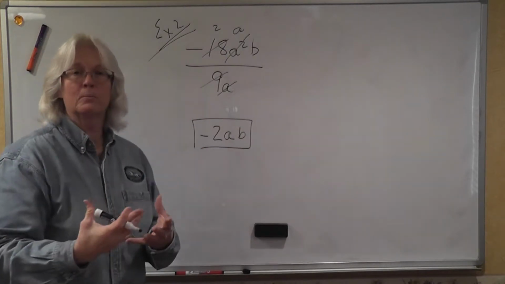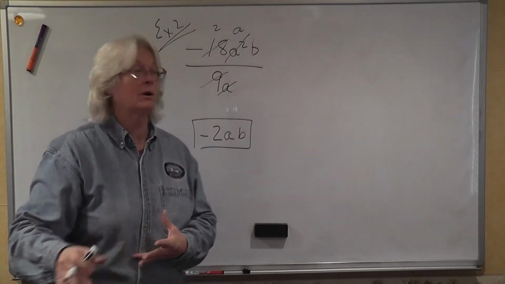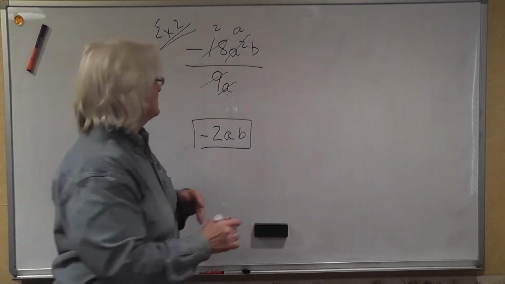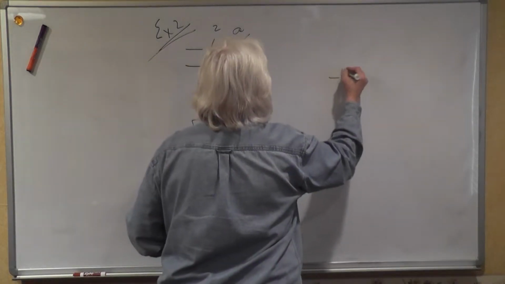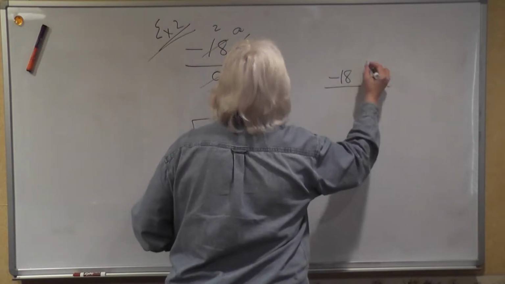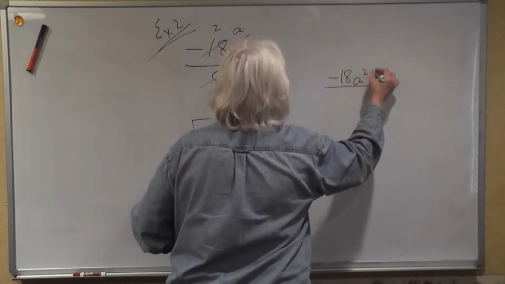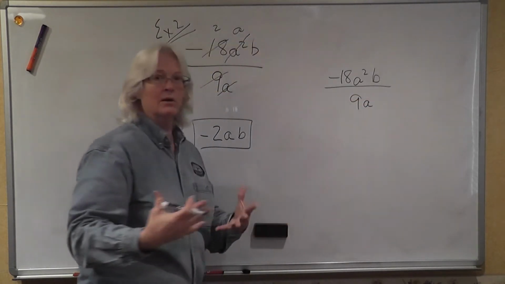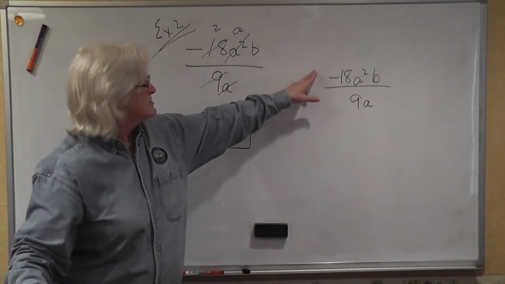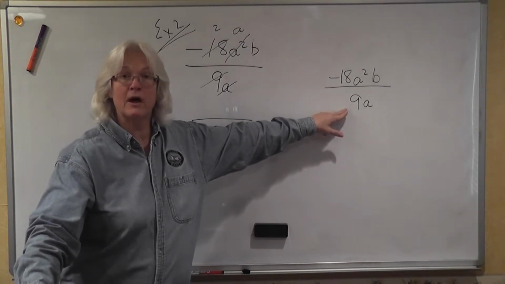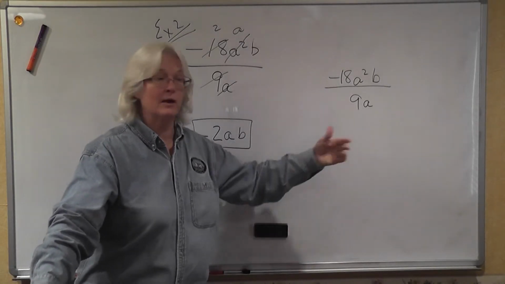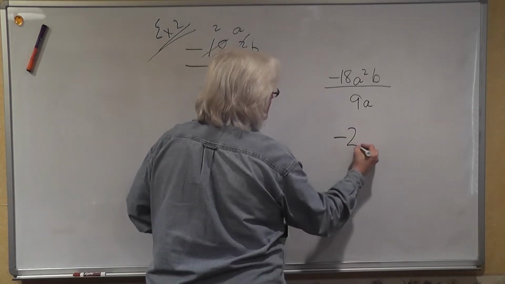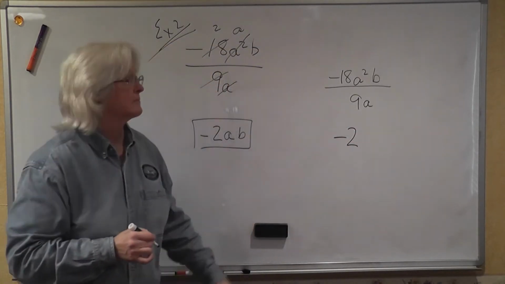These problems can get pretty messy and difficult to illustrate because you're canceling and renaming so many things. Let's just look at this again without doing any of those slash marks. 9a. And let's just write what we have. What is negative 18 divided by 9? Negative divided by positive is negative. 18 divided by 9 is 2. So we have a negative 2.